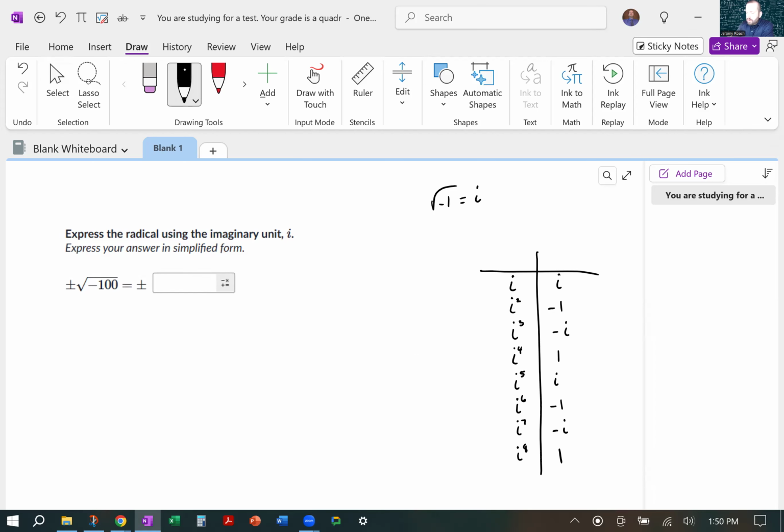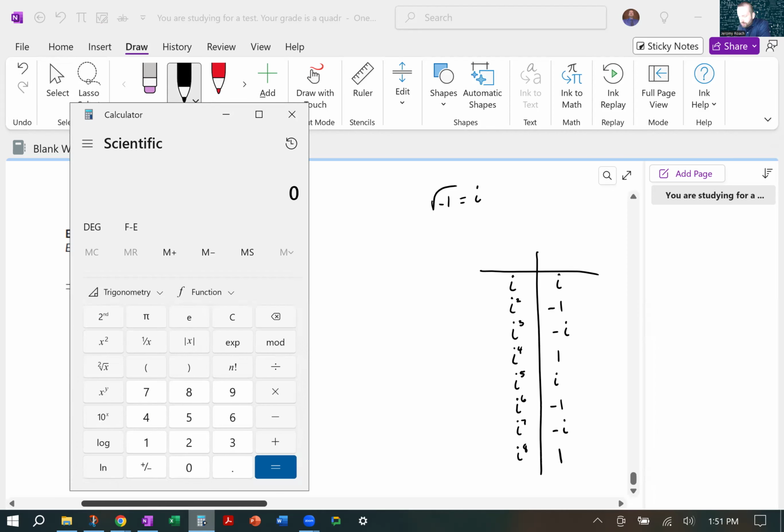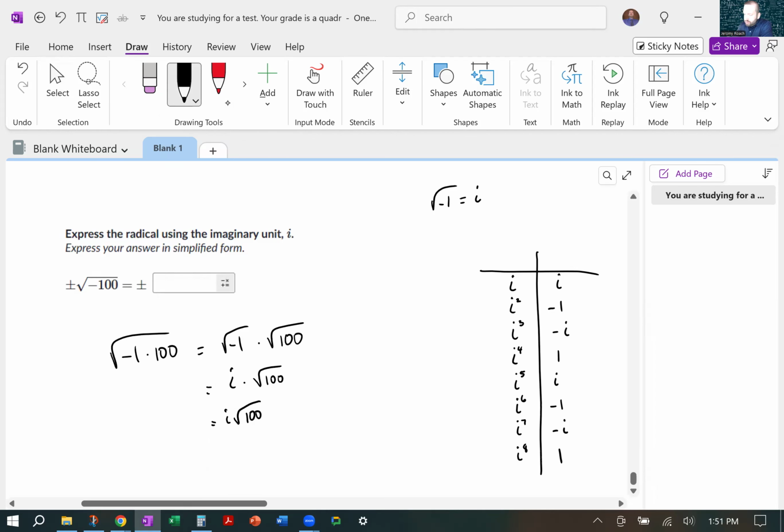Okay, so this is going to be the square root of negative 1 times 100, which is the same thing as square root of negative 1 times square root of 100, which is equal to i times square root of 100, or i root 100. Now let's see if we can break down the square root of 100 anymore. Well, that's actually kind of an easy one to do. Square root of 100 is just 10. But let me show you how it's just 10 when we do the prime factorization.